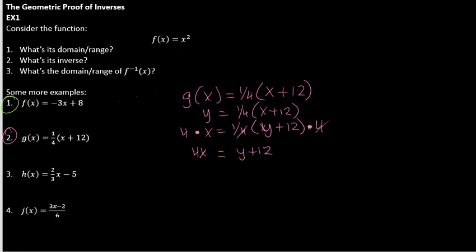And we actually did this I want to say in 1-1 when we were solving an equation. Anyhow, so now I'm going to subtract 12 from both sides. So 4x minus 12 equals y. Okay, and then I'm going to go ahead and say that y is now f inverse of x is equal to 4x minus 12. So that is my inverse.